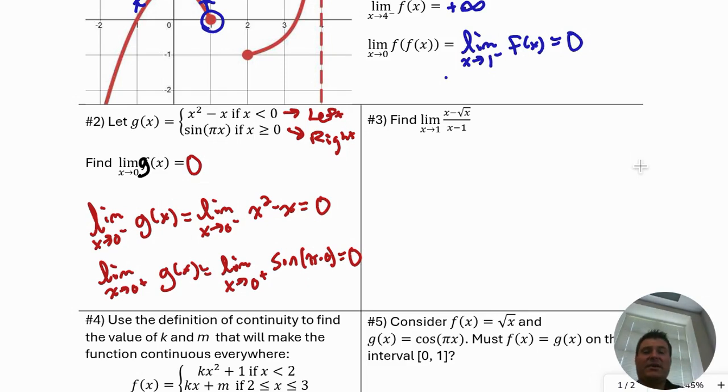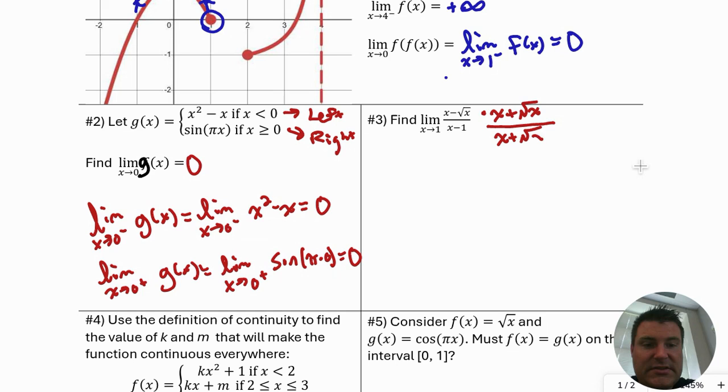But what we want to do, in problems like this, is factor and cancel if we can, or think of something else. This one does not factor, but we can multiply by the conjugate, which will create a situation where we can start to cancel some things out. So if I multiply by the conjugate here, that's going to be x plus root x on top and on bottom. I'm going to get x plus root x.